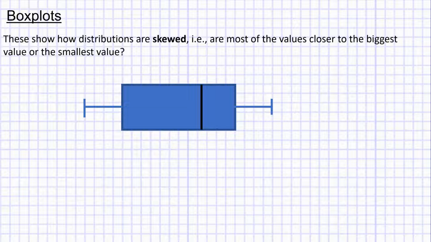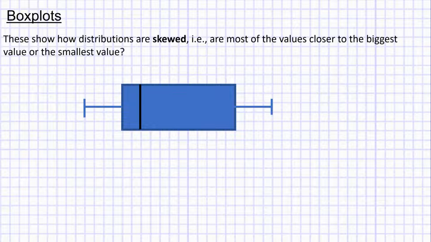Here's another box plot with a different skew. This time the median is way towards the upper end. What this tells us is that most of the values, in fact 50% of the values, are at the upper end of the distribution. And we call this, out of interest, a negative skew.